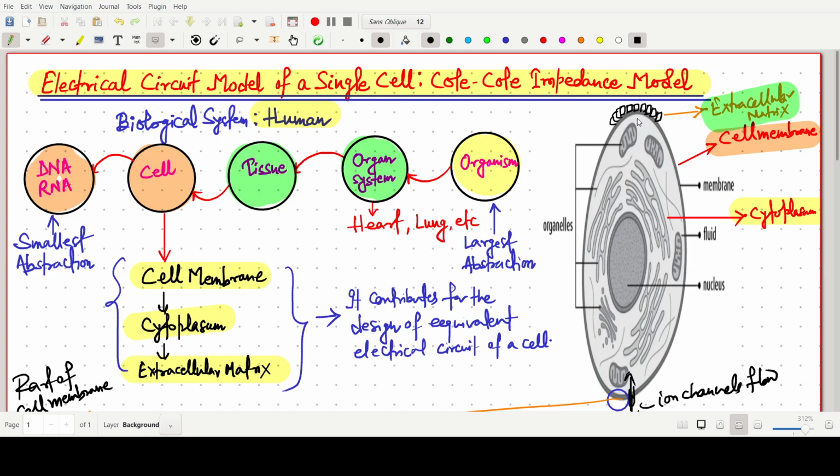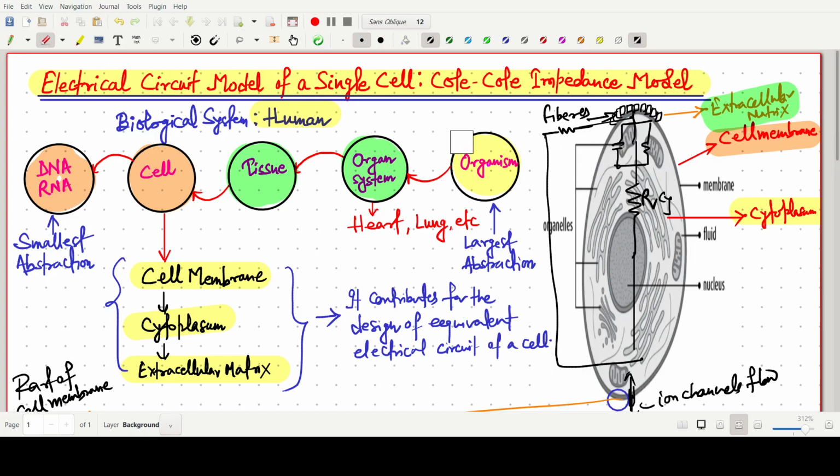The extracellular matrix protects the cell membrane and consists of some fibers. These fibers are nothing but simply resistance, and inside that there is the cytoplasm resistance, while the fiber resistance is outside. In addition to that there will be some capacitor and resistor. So this is the fiber resistance, then the cytoplasm, and again it is connected to the cell membrane.